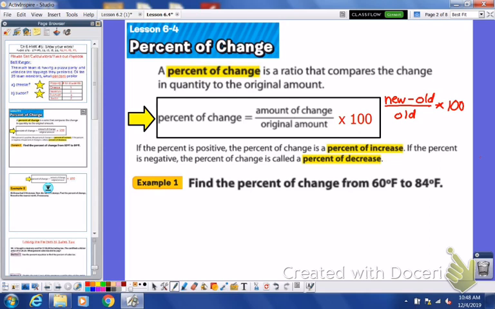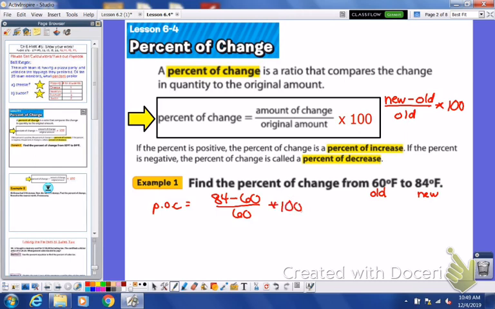Okay, so our first example, find the percent of change from 60 degrees Fahrenheit to 84 degrees Fahrenheit. So "from" tells us that the 60 degrees is our old. "To" tells us that 84 degrees is our new. So if we go back up here, our percent of change would be our new, so 84, minus our old, 60, divided by our old, these two should match, times 100.